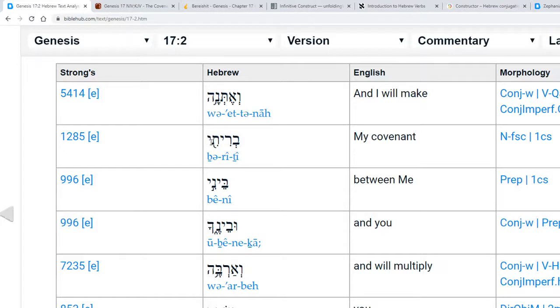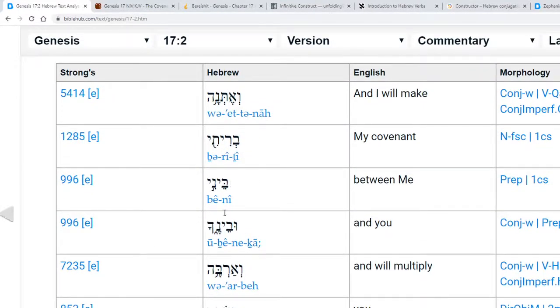Briti. Okay, so Brit is covenant, and Briti has the suffix first person common singular, my covenant. And as is normal, Brit here is written bemilui. That yud there is part of the vocalization. It's not actually a consonant. So that's what we mean when we say it's written fully, like I spoke to you about before.